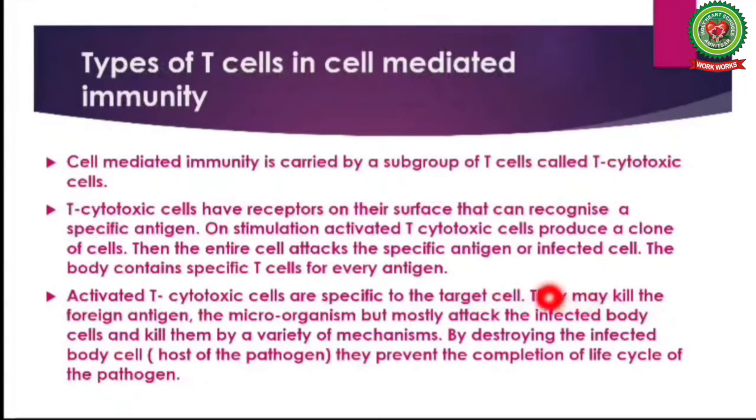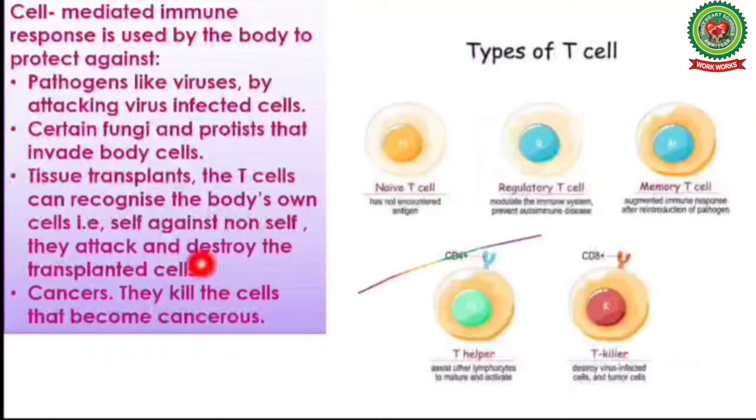They may kill the foreign antigen, the microorganism, but mostly attack the infected body cells and kill them by a variety of mechanisms. By destroying the infected body cell, the host of the pathogen, they prevent the completion of the life cycle of the pathogens. Now, cell-mediated immune response is used by the body to protect against pathogens like viruses by attacking virus-infected cells, certain fungi and protists that invade body cells.